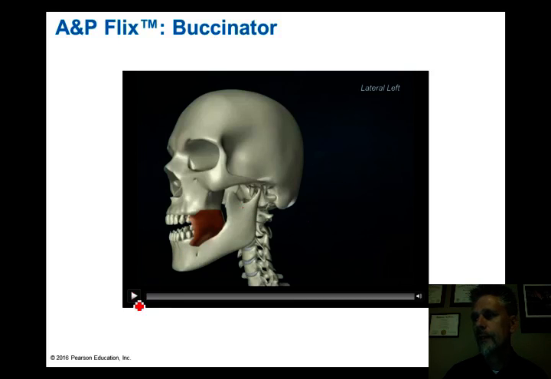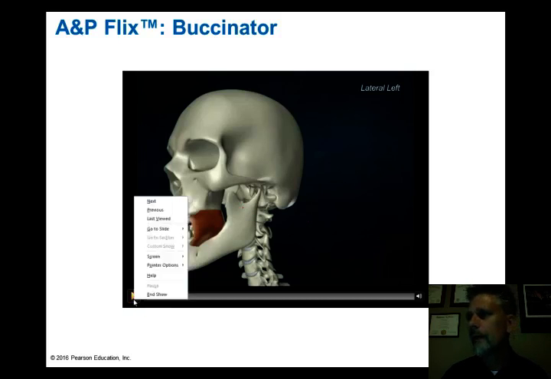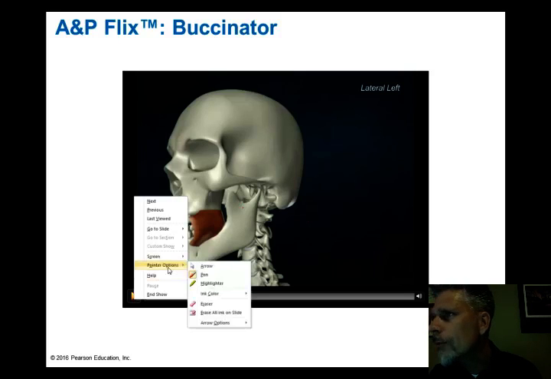Let's see if we can play that one. I've got to remember. Play. Got to change my pointer.